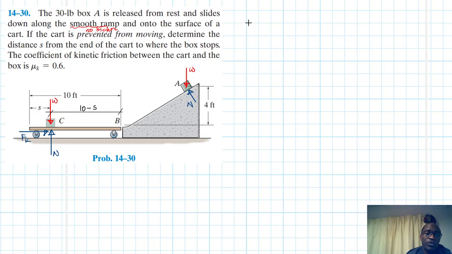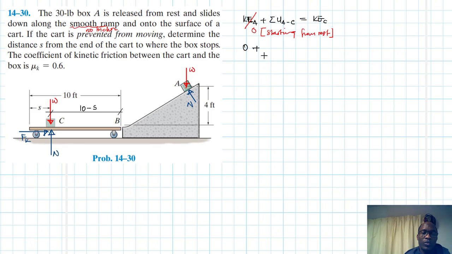So we are using the principle of work and energy. The initial kinetic energy of the box at A, plus the total work done from point A to C, is equal to the final kinetic energy at C. Since the box is released from rest, the initial kinetic energy is 0. So we'll say 0 plus the total work.